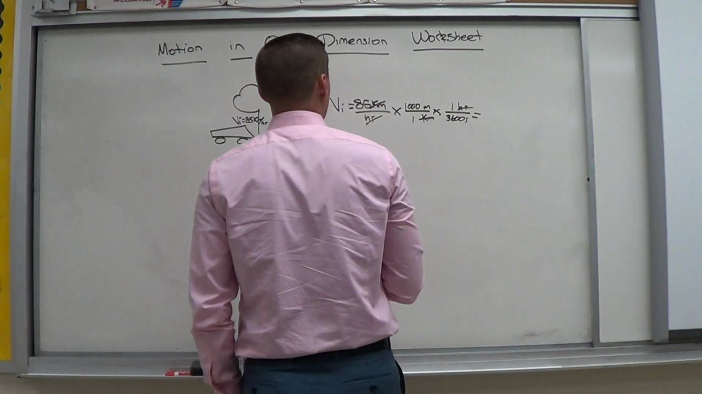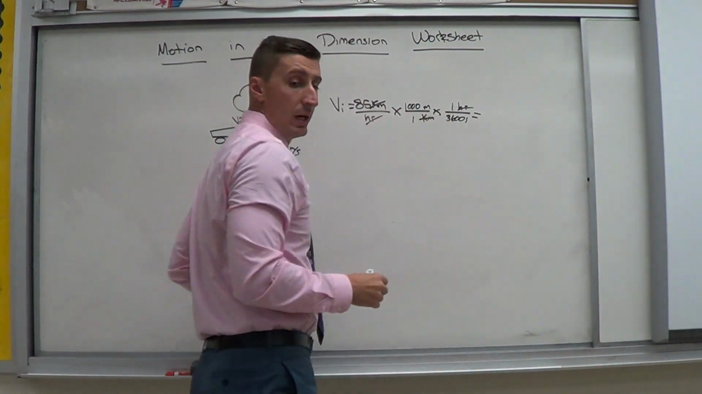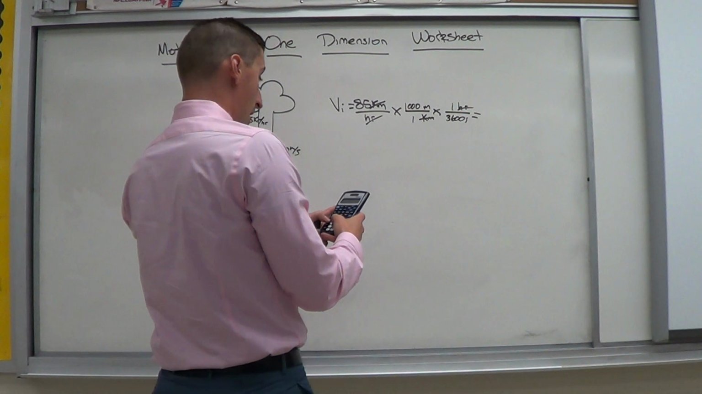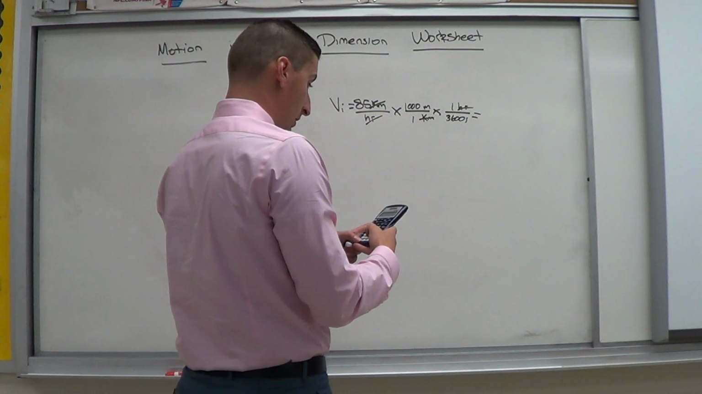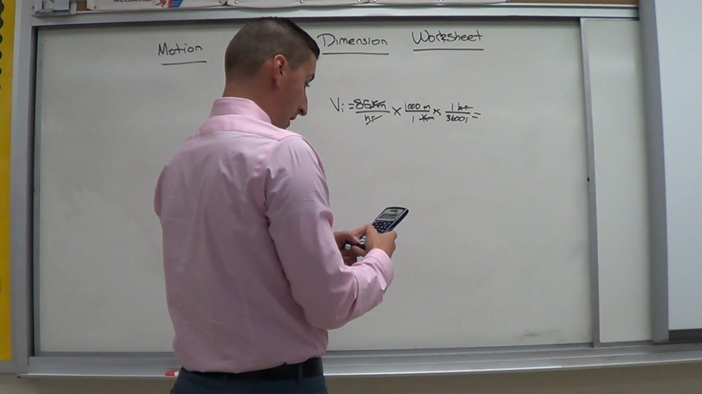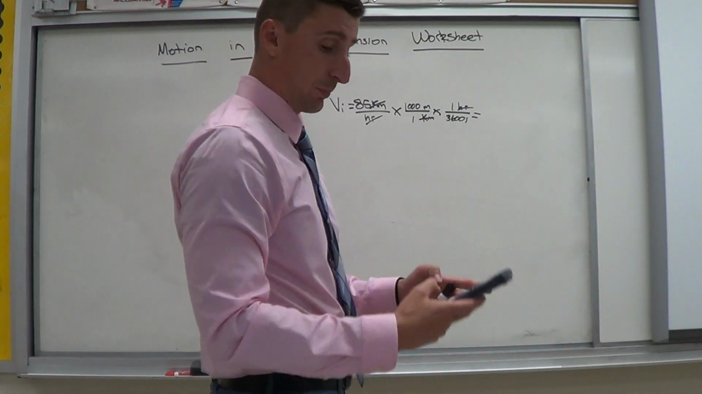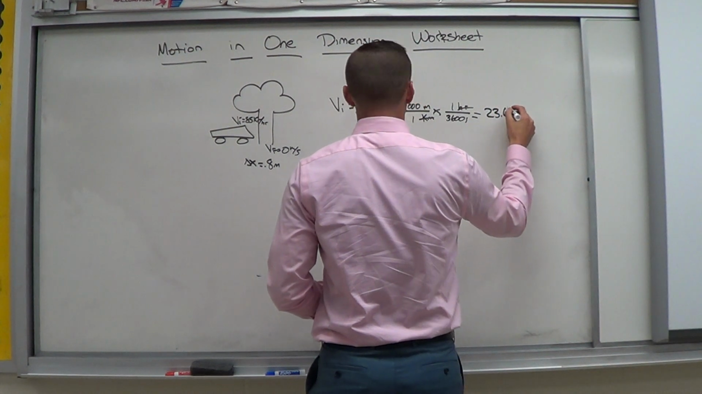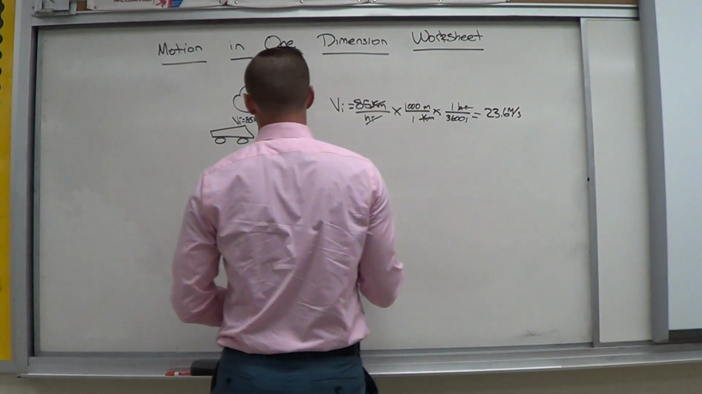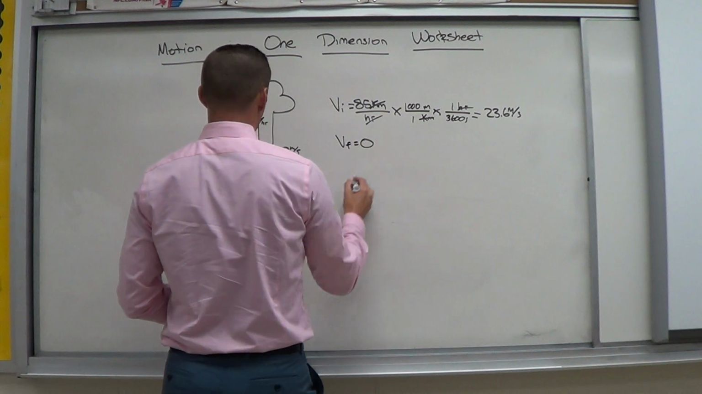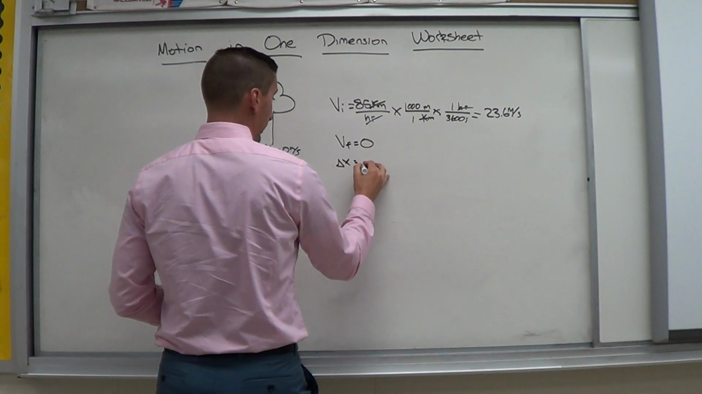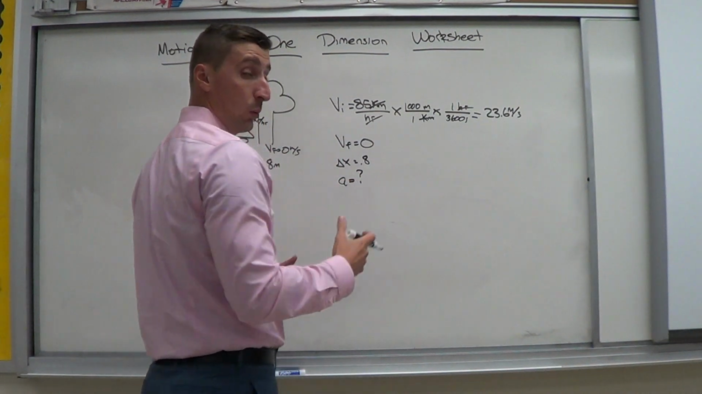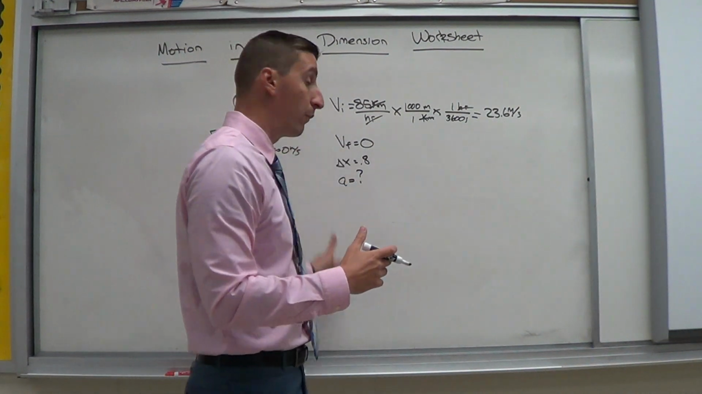Good to go here. So I multiply on top, divide on the bottom. 85 times 1,000 divided by 3,600, I get 23.6 meters per second. VF, it comes to rest. Delta X is 0.8. Find A. Look at your equation sheet, figure out what equation has all 4 of these.